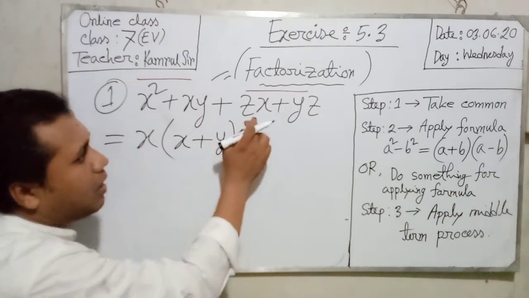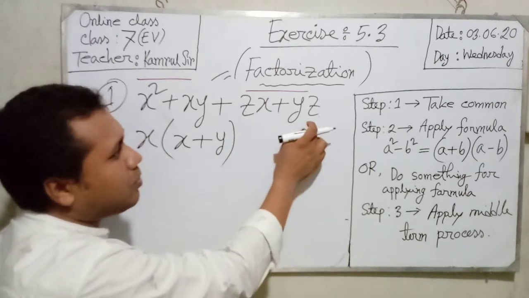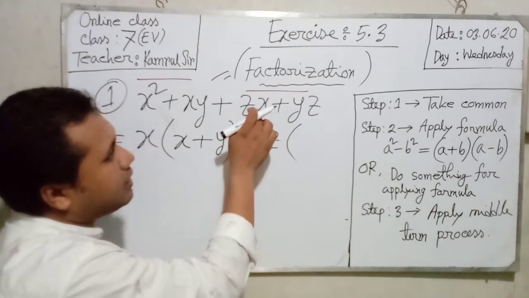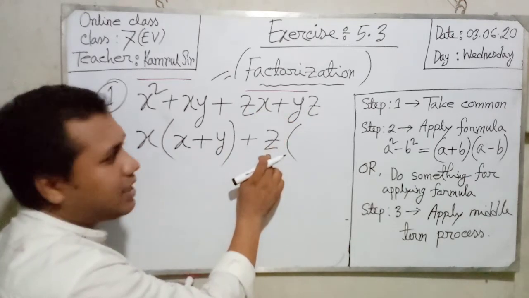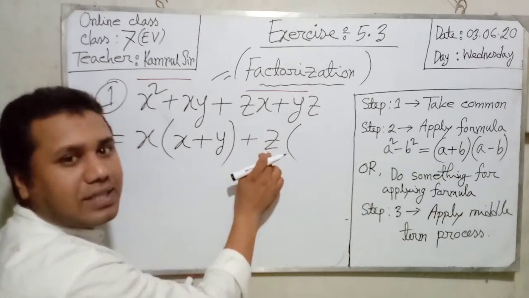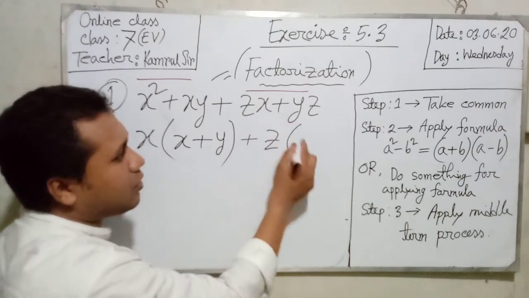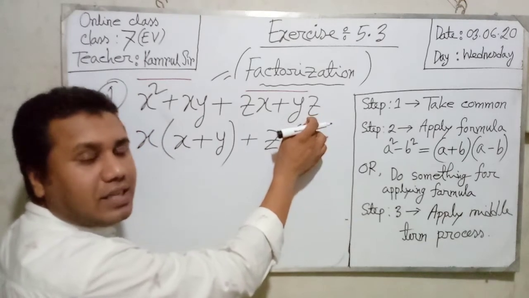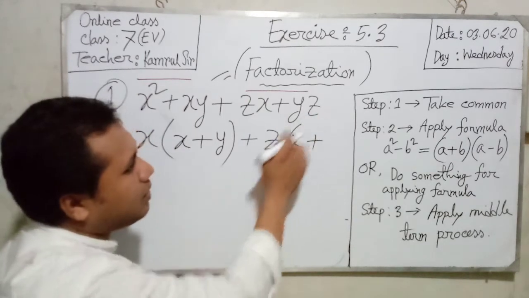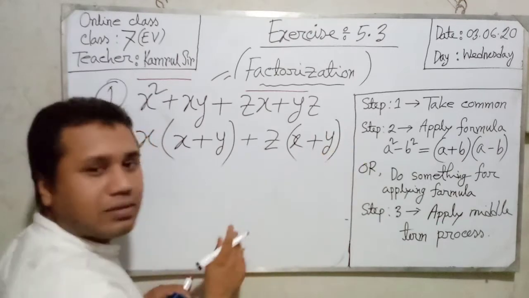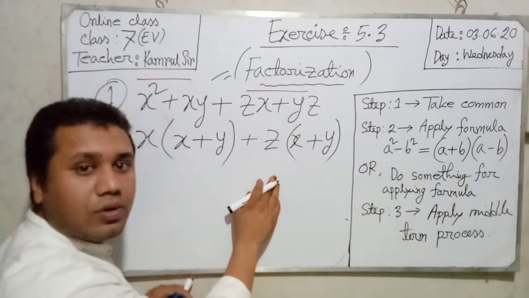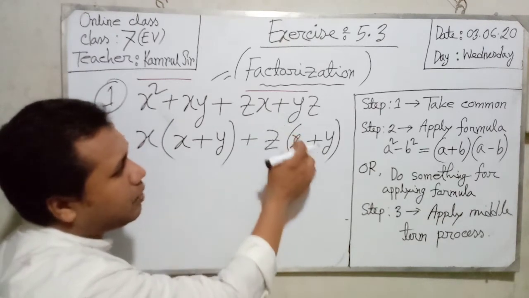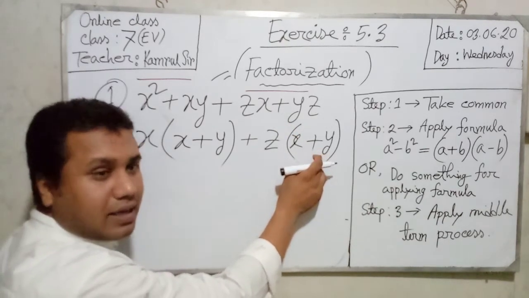Clear? Now in these 2 terms, which one is common? Yes, z is common. That means now we should divide these 2 terms by z. Now zx divided by z: z and z cancel, the answer will be x. Then plus, if we divide yz by z, then our answer will be y. So common means we have to divide. And the answer of the division we have to write including the bracket.